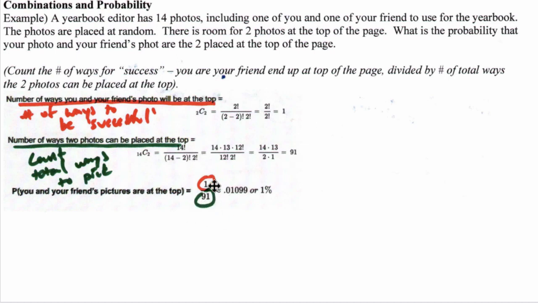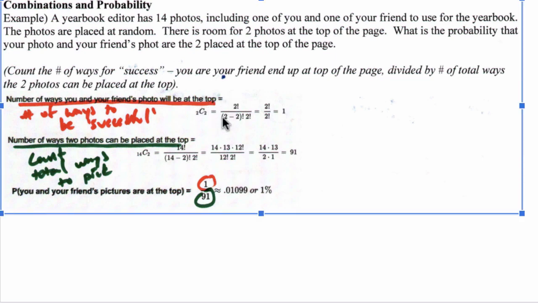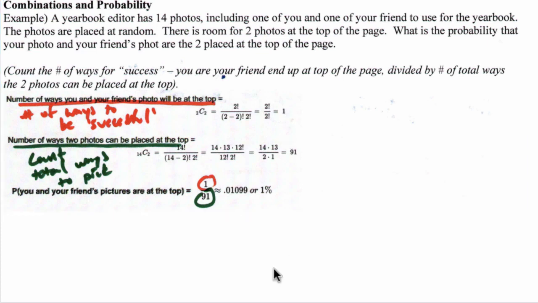On the top, how many ways is there to be successful? In this case, success is me and my friend both being there. Again, order doesn't matter. From 2, I'm picking 2. Now 2 minus 2 gives me 0 factorial. 0 factorial is defined as 1. And so we're just left with 1. So it's 1 out of 91. One way to be successful out of a total of 91.